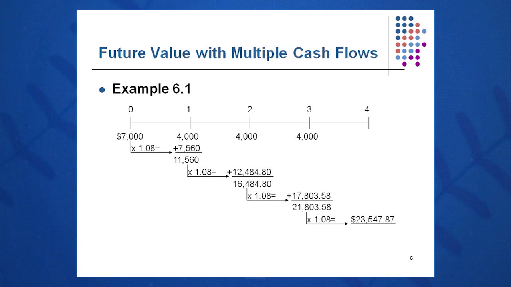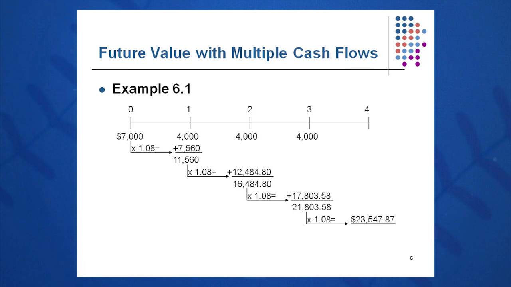So I take the first 7,000, multiply it by 1.08, and get 7,560 at the end of year one on that $7,000. I drop down the 4,000. Again, it's going to gain no interest because I put it in there on December 31st. The end of year one, I have 11,560. To find out what I have at the end of year two, I multiply that summation by 1.08, and I get 12,484.80. Again, I drop down that $4,000 that I'm depositing at the end of year two on December 31st, and I get $16,484.80.